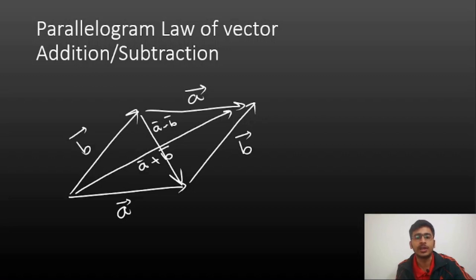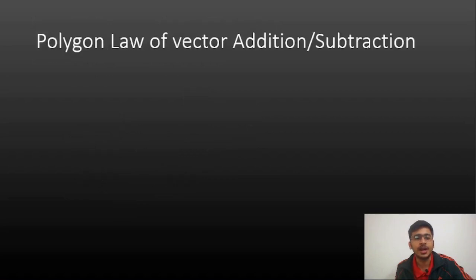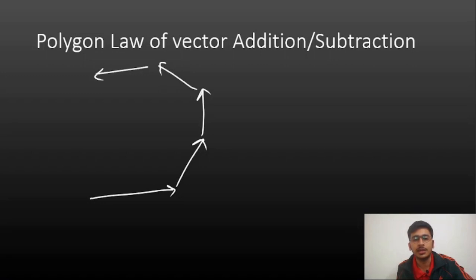So parallelogram law of vector addition says that this diagonal is the addition of two vectors, whereas that other diagonal is the subtraction of two vectors. Okay? If we extrapolate this idea, we can understand what polygon law of vector addition or subtraction says. And what polygon law of vector addition subtraction says is, if I join lots and lots of vectors in this manner such that the final point of the first vector becomes the initial point of the second vector.